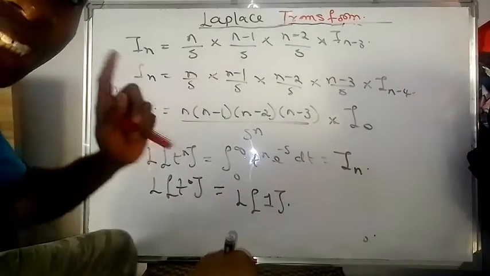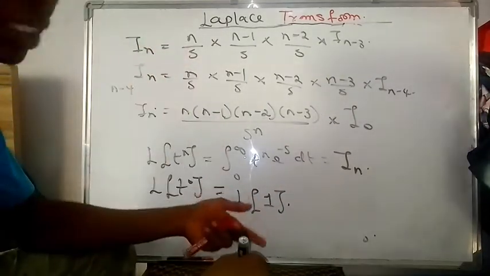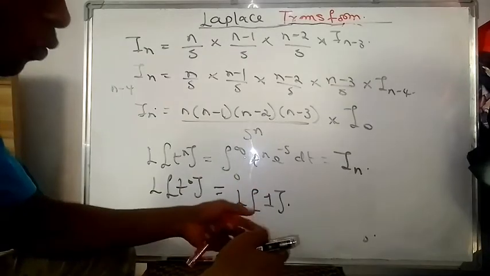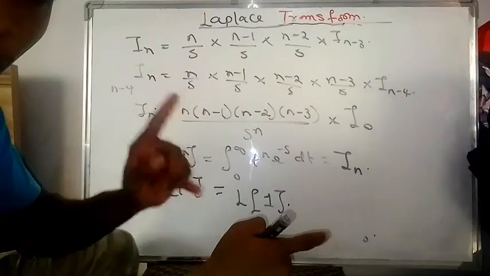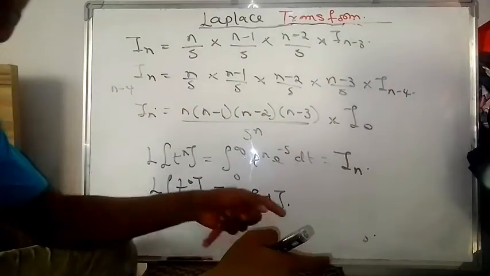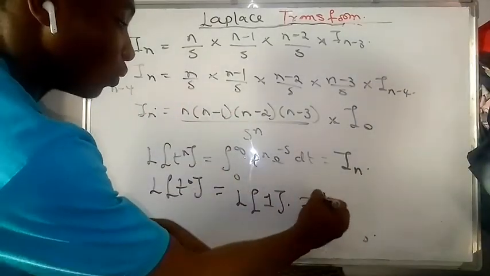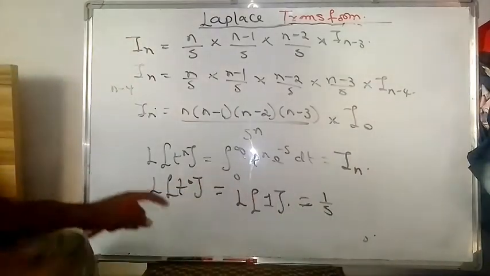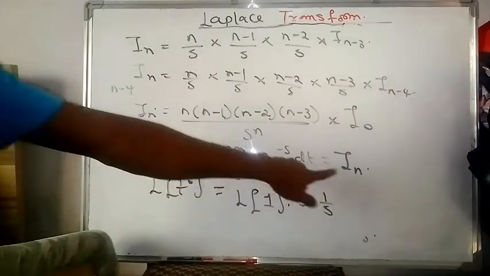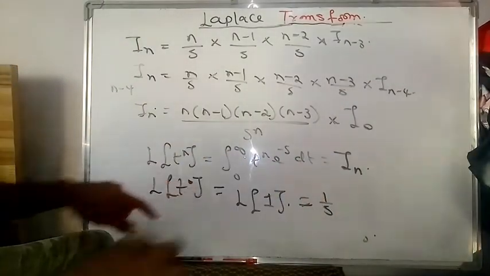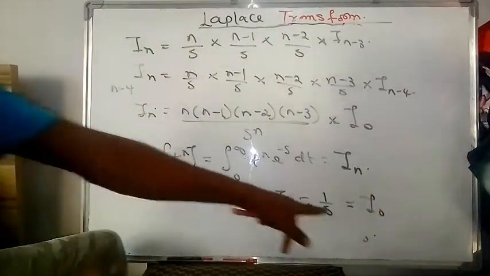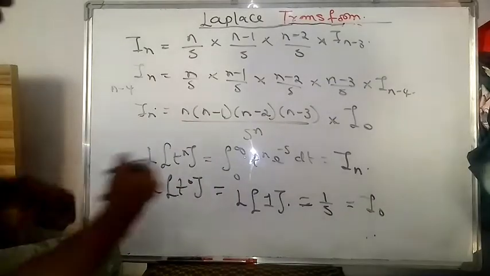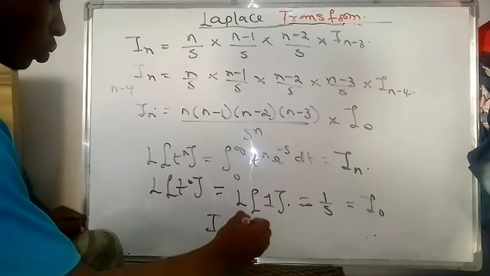If you remember, in the first video I treated the Laplace of a constant. The Laplace of a is a over s, so the Laplace of 1 is equal to 1 over s. Since the Laplace of t raised to power n is equal to I subscript n, the Laplace of t raised to power 0 is I subscript 0, so I subscript 0 is equal to 1 over s.